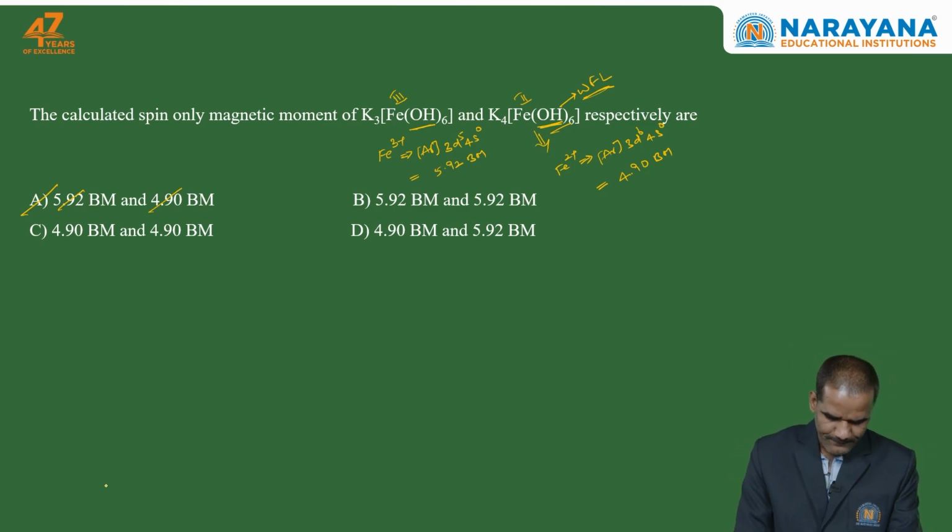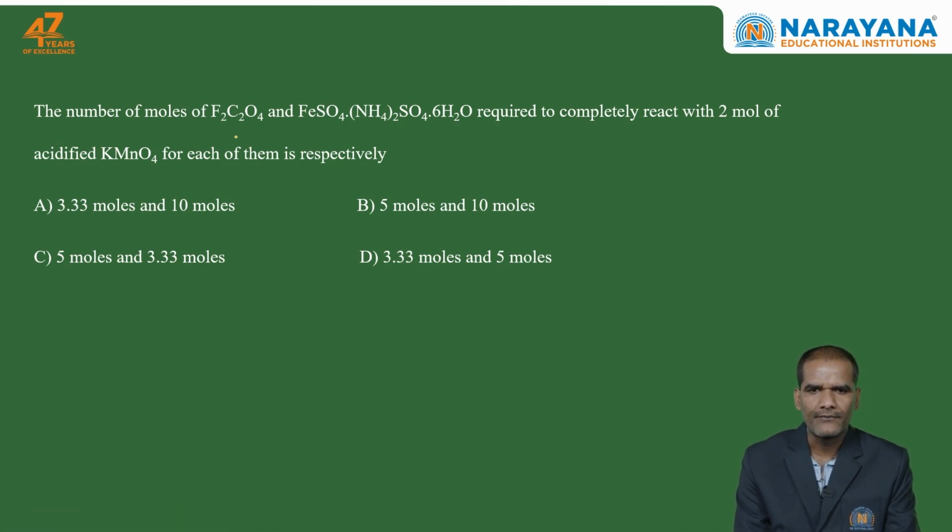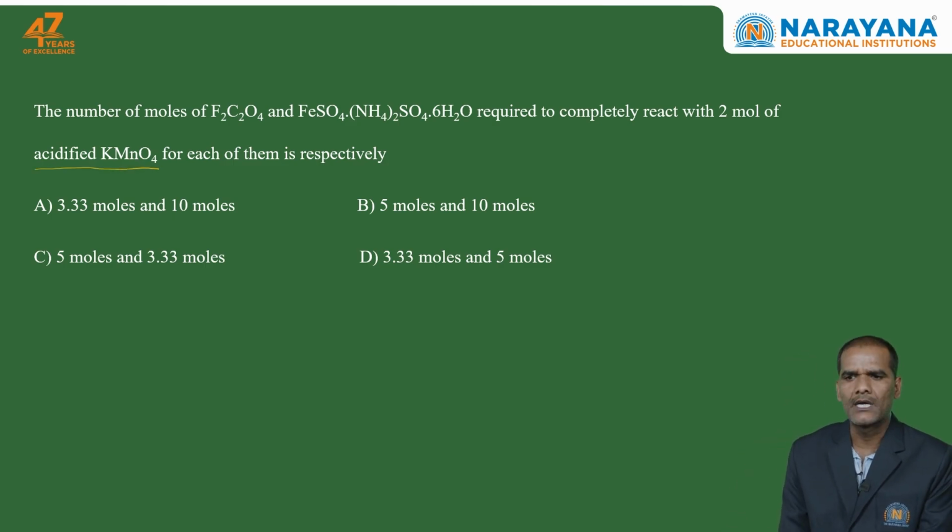And similarly you can see some other questions here. This is a question from redox reactions, the concept of law of equivalence. The question is: the number of moles of ferrous oxalate and ferrous ammonium sulfate hexahydrate, this is Mohr's salt, required to completely react with 2 moles of acidified KMnO4 for each of them is respectively. Here we can use the law of equivalence.